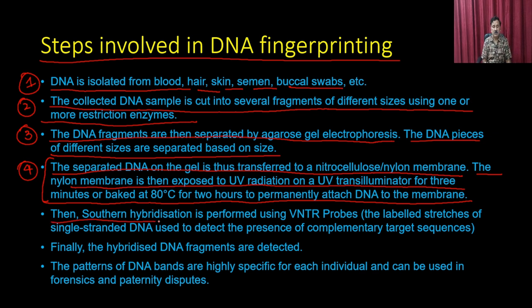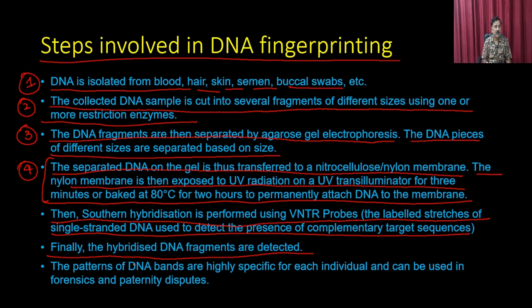Then Southern hybridization is performed using the VNTR probe, a labeled stretch of single stranded DNA used to detect the presence of complementary target sequences. Finally, the hybridized DNA fragments are detected. The pattern of the DNA bands is highly specific for each individual and can be used for forensic and paternity disputes.